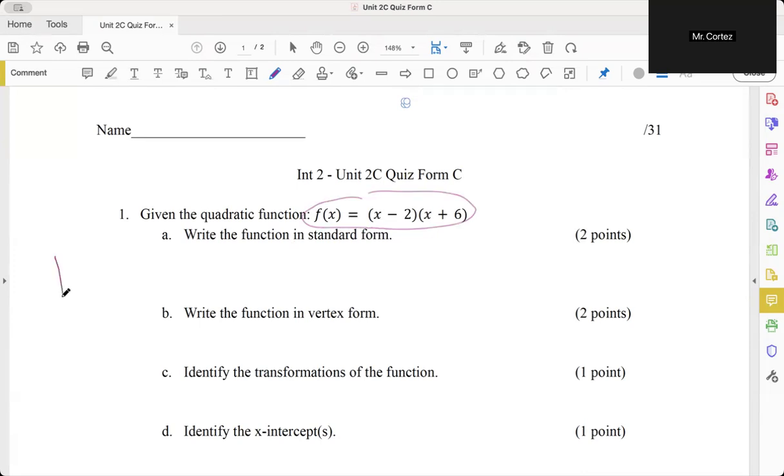You did this with the box method, most likely, way back. So you set it up with a box. x times x is x squared, minus 2x. 6 times x gets you 6x. This concludes with minus 12. We combine in the middle. So x squared kicks it off with plus 4x, and then minus 12 rounds it out.